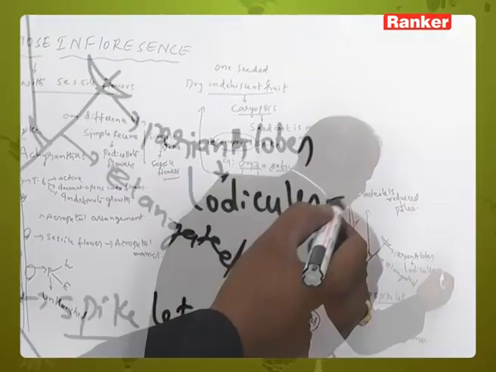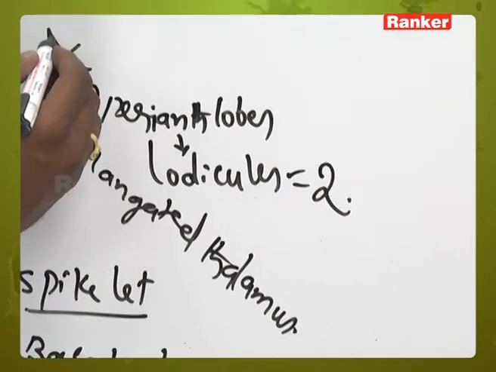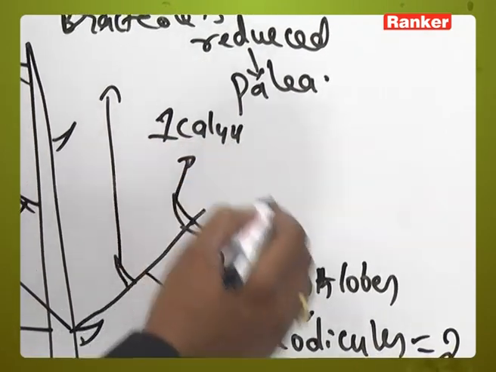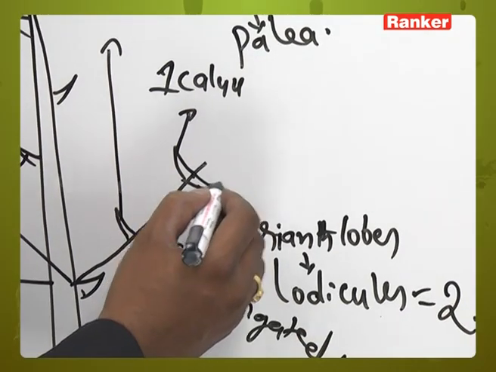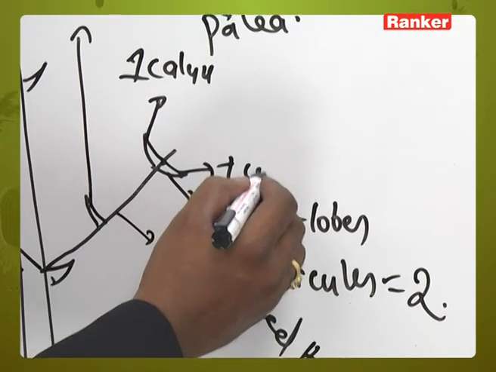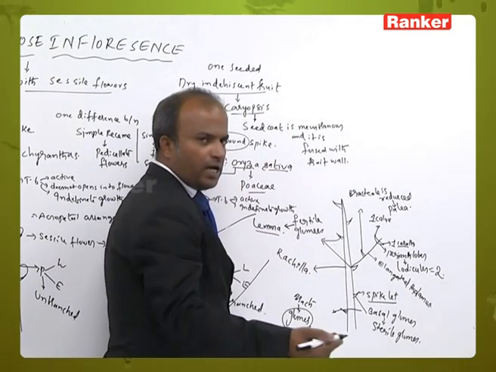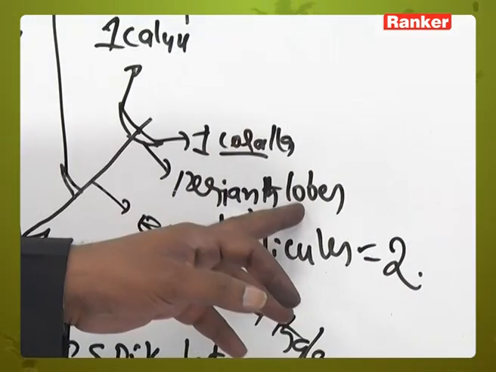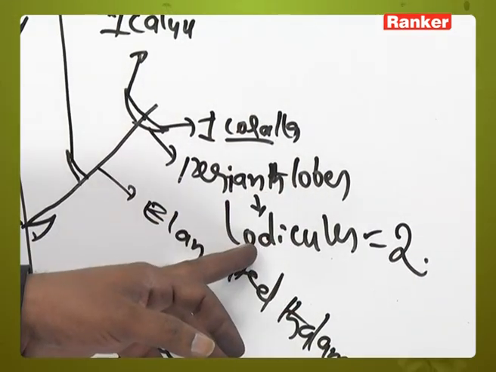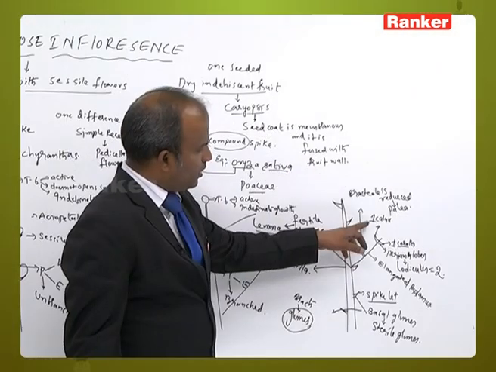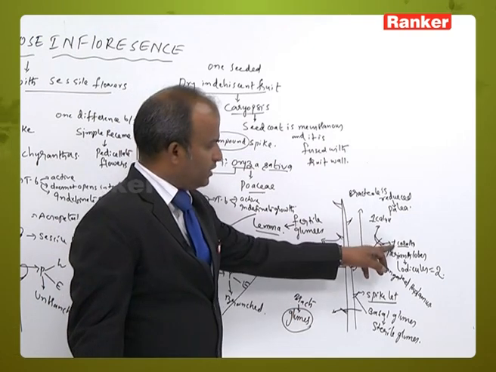How many lodicules are present here? Two lodicules. One is the reduced calyx, and the other is the reduced corolla. So here the perianth lobes are reduced into lodicules.